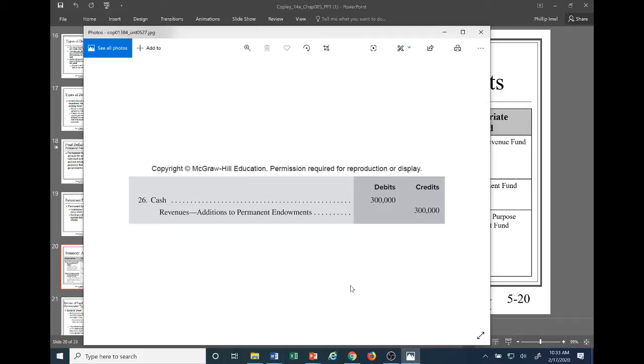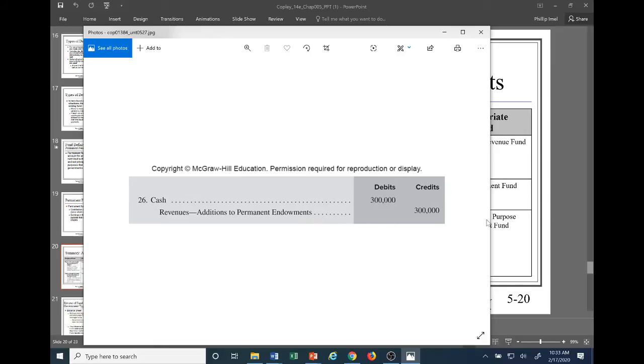So obviously we're receiving the $300,000 from old disgruntled Richard Lee, who's upset about the cemetery's conditions. So we're going to debit cash, assets going up, $300,000. Credit revenues, because remember, revenues is an original credit. So revenues is going up, additions to permanent endowments, right? That's how we know it's going to be restricted, because it's additions to permanent endowments. So once again, really pay attention to how you label your revenue sources, because that's going to tell us where we need to plug them on the statement, right?